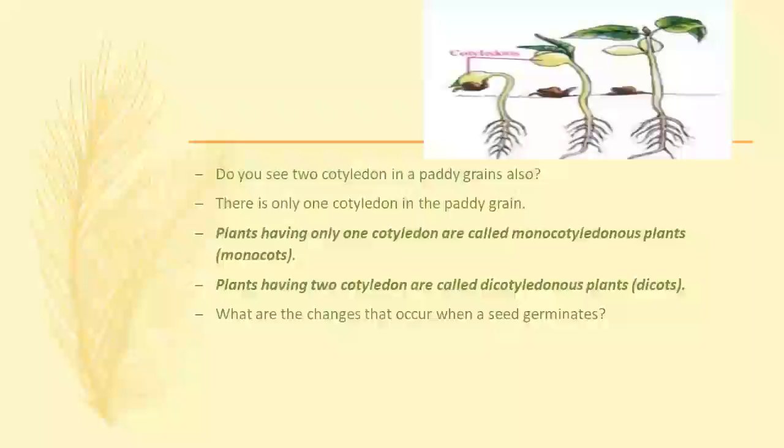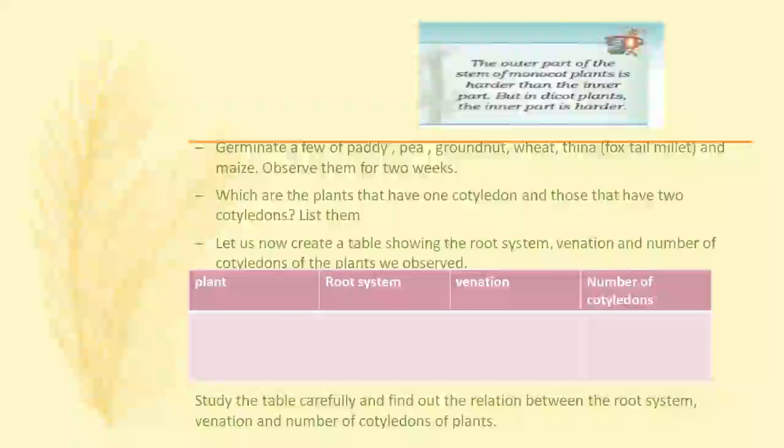What are the changes that occur when a seed germinates? The outer part of the stem of monocot plants is harder than the inner part, but in dicot plants the inner part is harder.